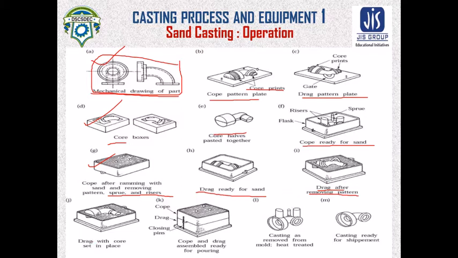Now we place the core in the drag, and we put the cope above the drag. When we put the cope above the drag, we close the pin. Now we leave it. Now we pour the material, molten metal, from the pouring basin, and we can have the casting.